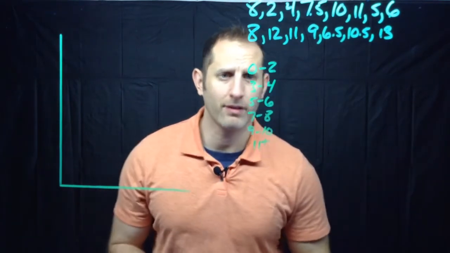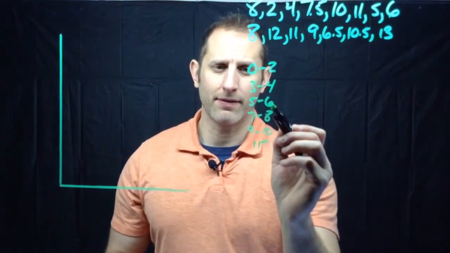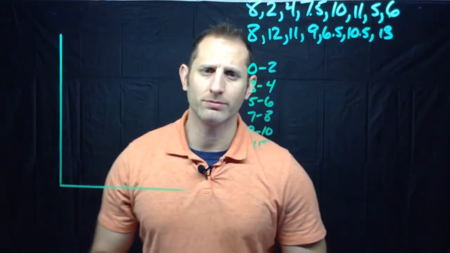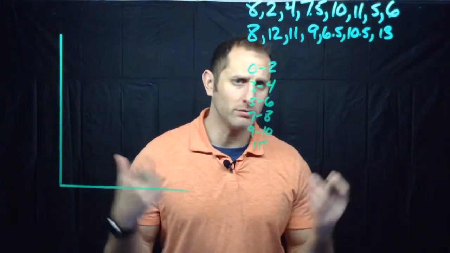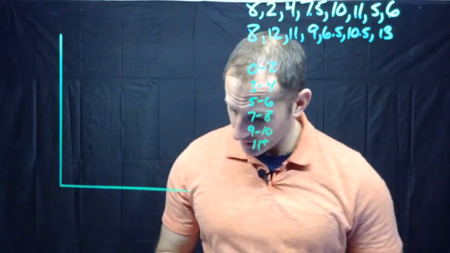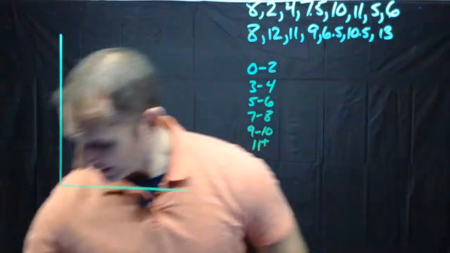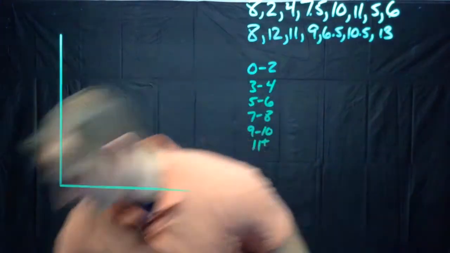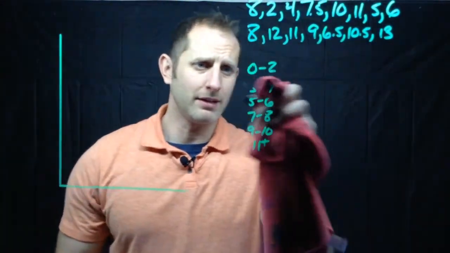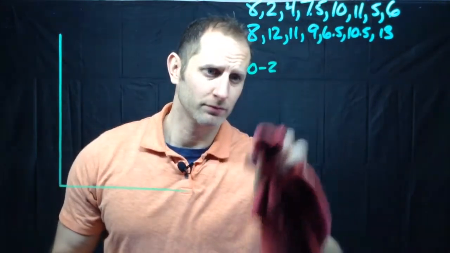Uh-oh, wait a second. 6.5. This goes 5 to 6. This goes 7 to 8. So where would 6.5 go? Well, mathematically, it doesn't fit anywhere in these ranges. So that means that we're going to have to do a completely different set of ranges for this. So let's do that. Let me grab my eraser here, and I'm just going to change the ranges. So let's change this up.